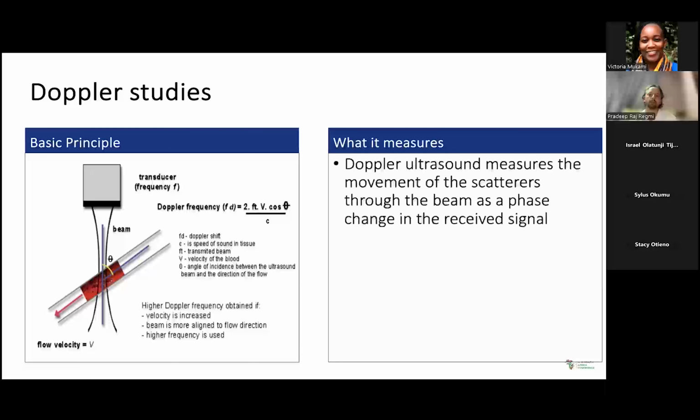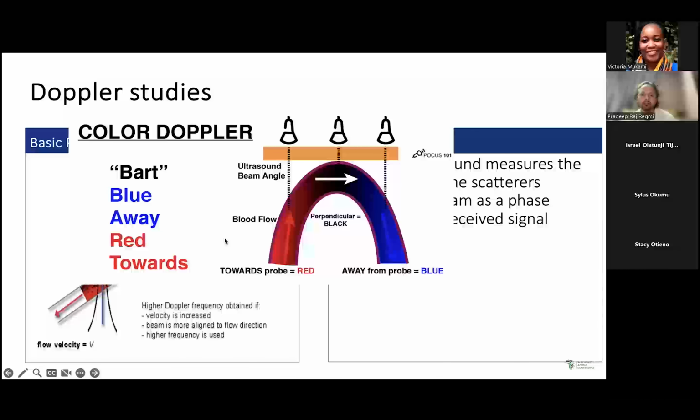Coming to Doppler, Doppler usually measures the velocity of the blood flow within the arteries or veins, any vessel. It lies on the basic principles of the Doppler effect, and also the transducer and the artery.